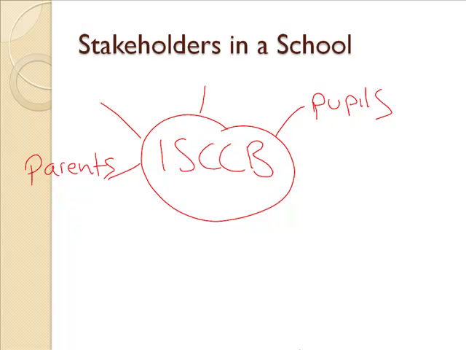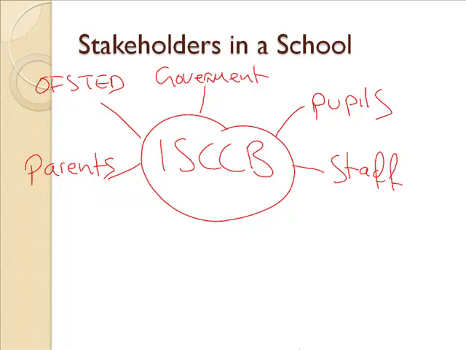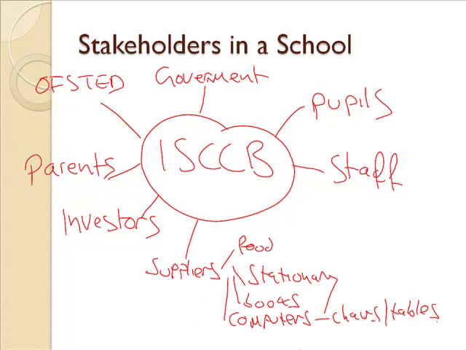You've got parents and pupils. These two groups of people have interests in the school. You've got Ofsted. These are the government organisations that look after and make sure that the school's running correctly. The government have an interest in the school. You've got staff, obviously people like myself who have an interest in the school. Investors, people who give money to the school. Suppliers, suppliers of food, stationery, books, computers, chairs, tables. All these suppliers have an interest in our school. And the head teacher.